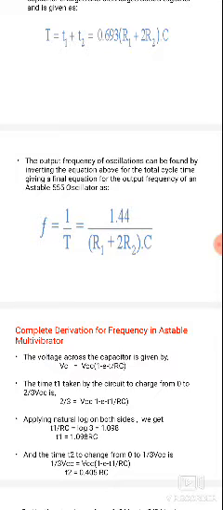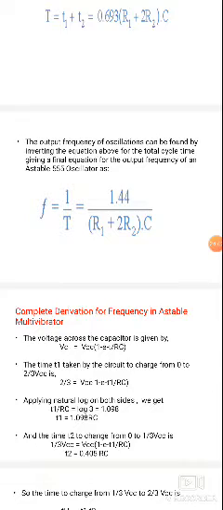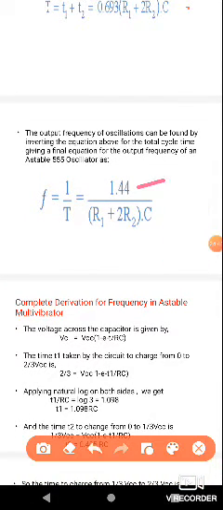multivibrator is F equals 1 by T. Frequency is equal to 1 by time period. Frequency and time period are inversely proportional, so f is equal to 1 by T. The output frequency can be found by inverting the total time cycle equation. Just inverting, f equals 1 by T, which is 1 by 0.693 into R1 plus 2R2 into C. The value of 1 by 0.693 is 1.44.